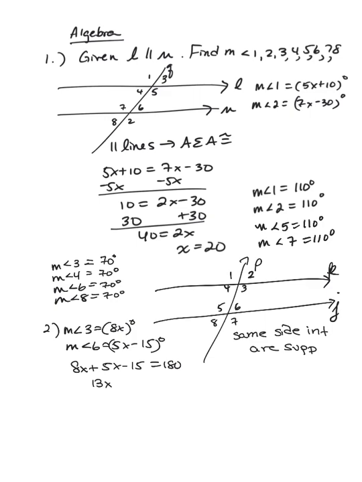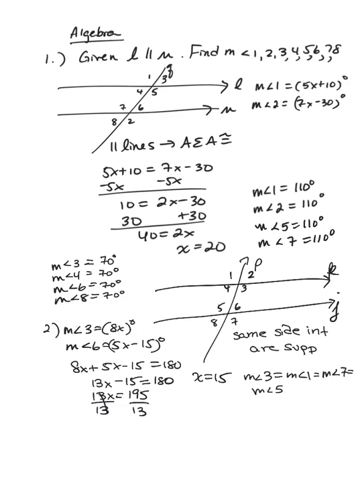So we get 13x minus 15 is 180. Add 15. And then divide by 13. Okay, you have a calculator for that. After you get x is 15, you go back and sub in. So the measure of angle 3 is the same as the measure of angle 1, by the way, right? And then corresponding angles is the same as the measure of angle 7. And that's the same as the measure of angle 5.